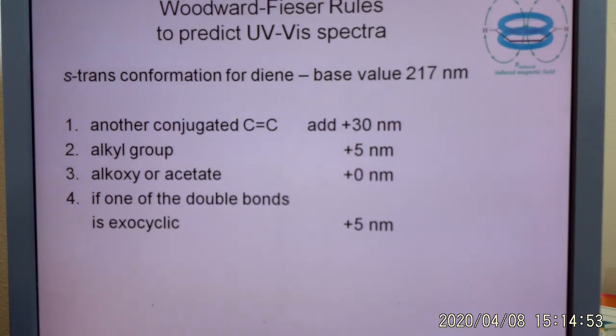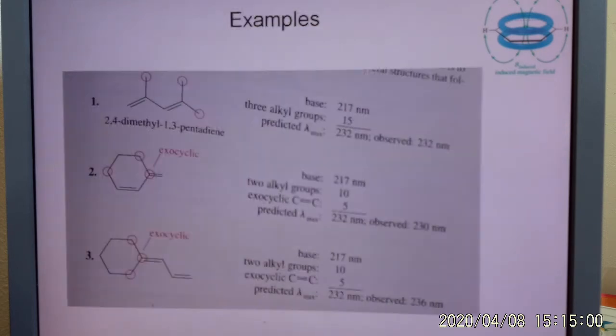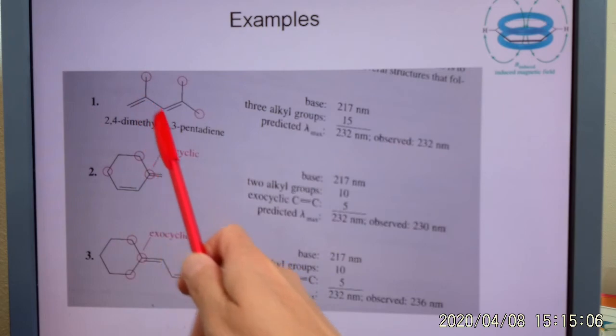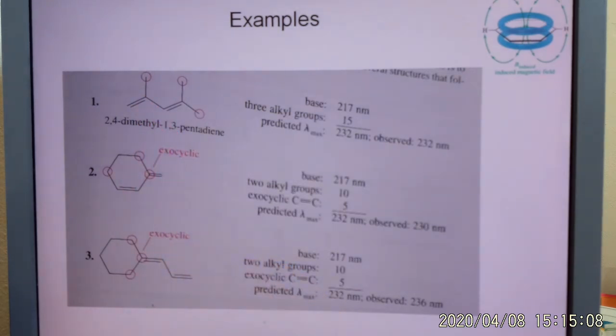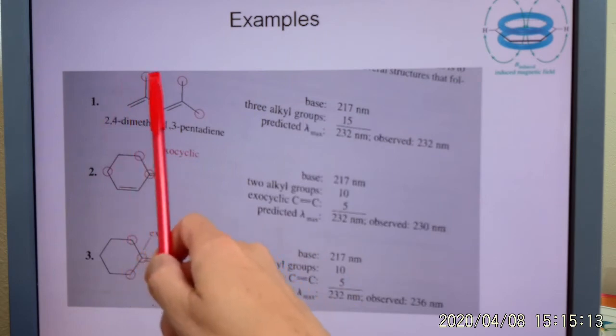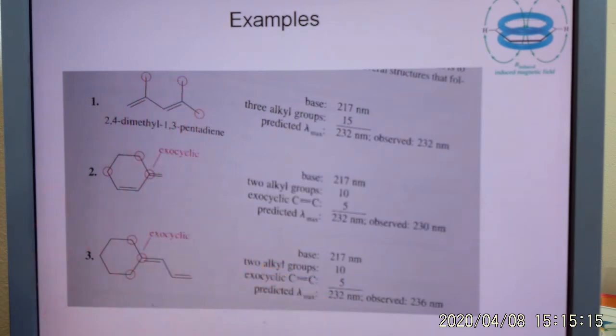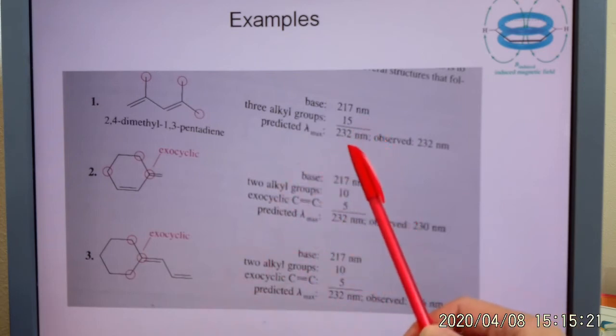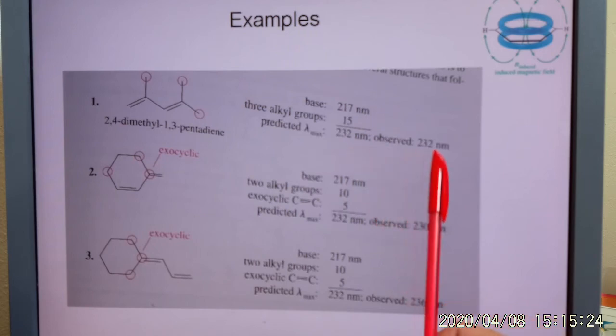If you're in a ring and one of the double bonds in your diene system is exocyclic, you're going to increase your wavelength by 5 nanometers. So for example, here is my diene. I've drawn it in the trans orientation. I have 1, 2, 3 alkyl groups. And for every alkyl group, you increase it by 5 nanometers. So 15, we expect it to be around 232. That's what we observe.